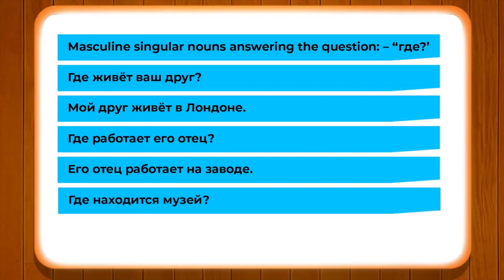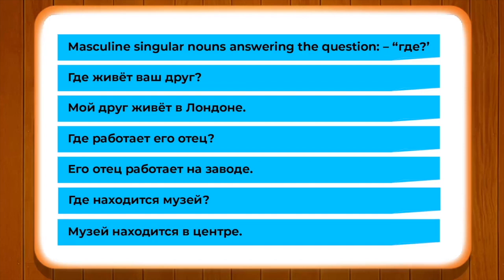Then: Где находится музей? Where is the museum located or situated? Музей находится в центре. The museum is situated at the center. So the most important thing here is that for towns and countries, normally the preposition в is used. So this is very important information: whenever you have any town or any country, St. Petersburg, London, normally we use в.